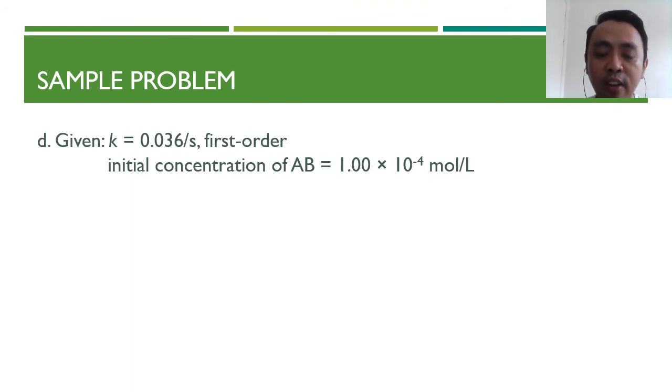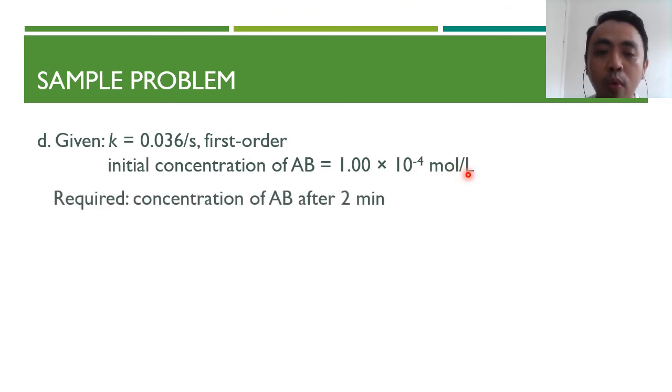Now, to answer letter D, we summarize the following information given to us. In letter C, we have found the value of the rate constant K, that's 0.036 per second. And furthermore, we have learned in letters A and B that we have a first order reaction. The initial concentration is also written down. For our reactant AB, this value is 1 times 10 to the negative 4 mole per liter.